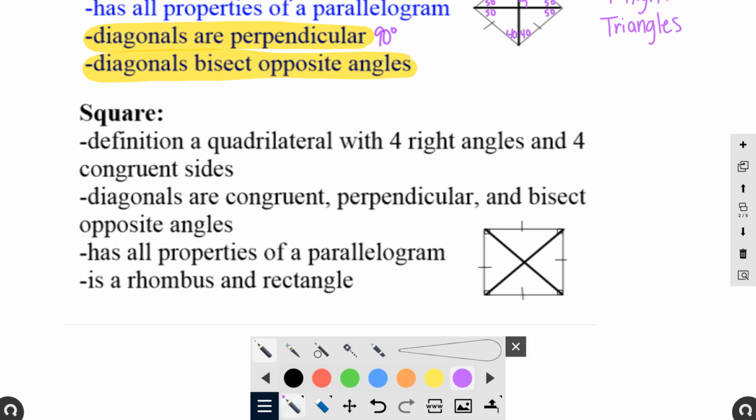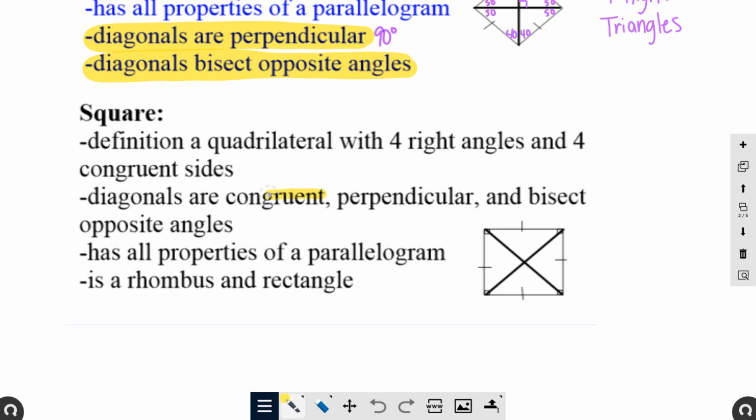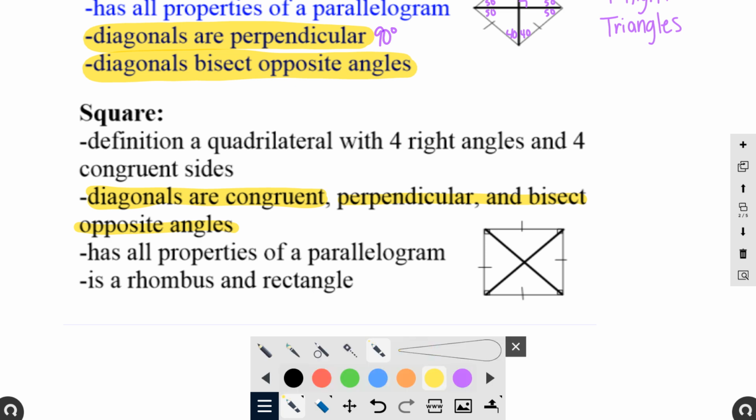So, just like a rectangle, the diagonals, that's a new word. The diagonals are congruent. But just like a rhombus, they're perpendicular and bisect opposite sides. So it's putting the two together. It's their little love child that we have here. It has all the properties of a parallelogram, and it is a rectangle and a rhombus. So if we put our extra little comments to the side together, it makes four isosceles right triangles. So all of those things go together.